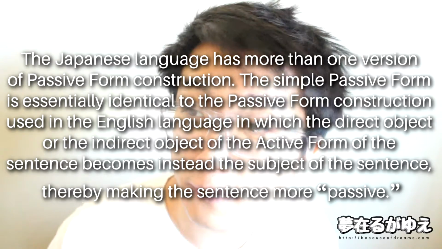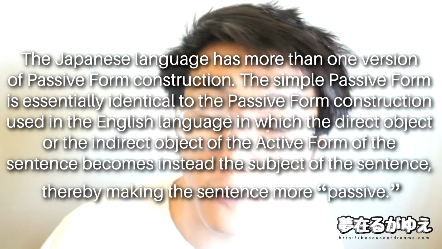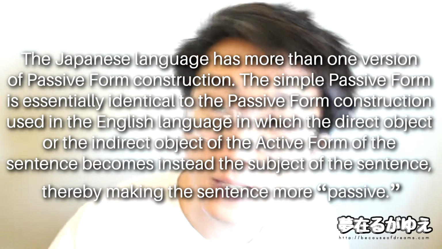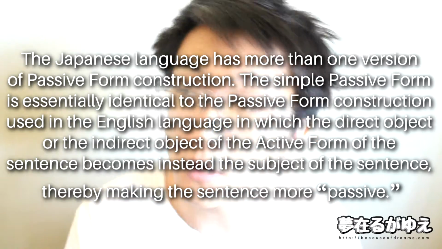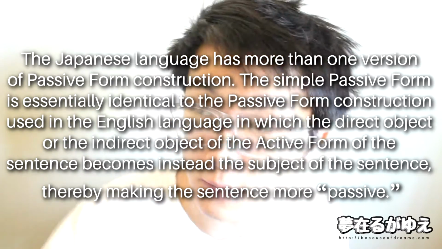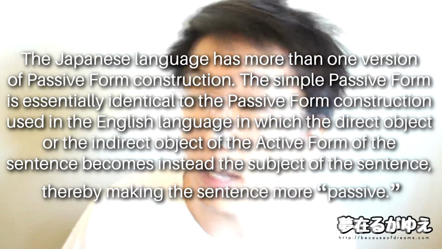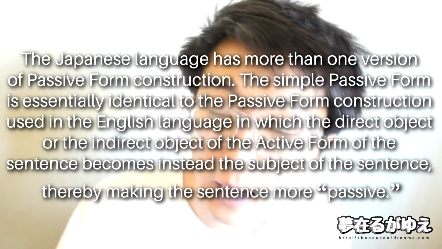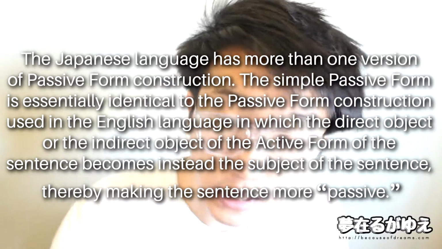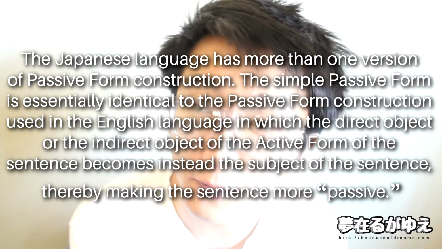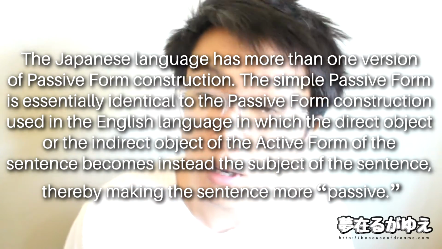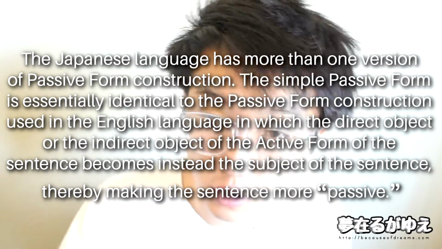For example, say we have the English sentence, the truck ran over the dog. If we want to utilize this in the passive form instead, we take the direct object, which is basically just the victim of the action. The action here is to run over, and the direct object of that action is the cat. So we take the cat and change it into the subject for the passive form, and the sentence turns into the cat was run over by the truck.